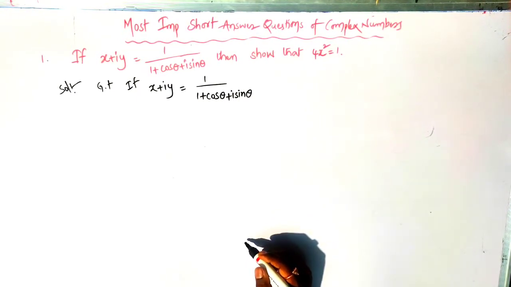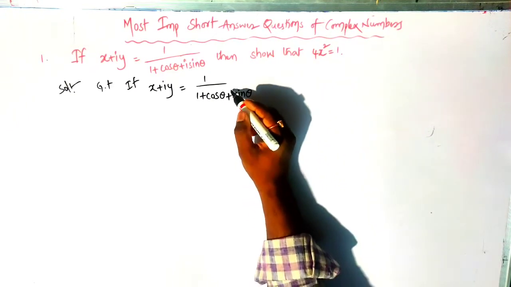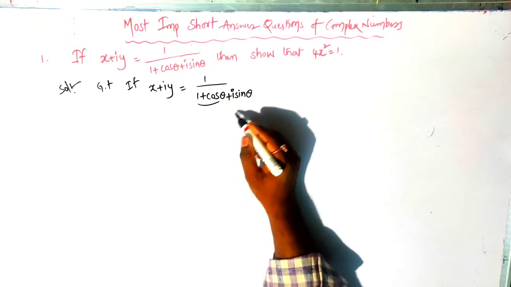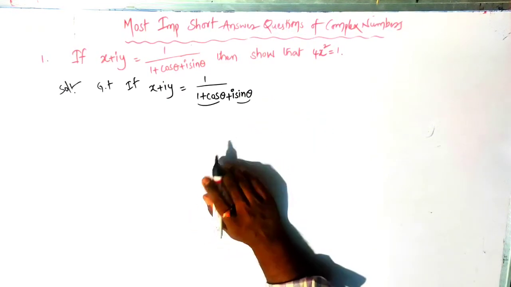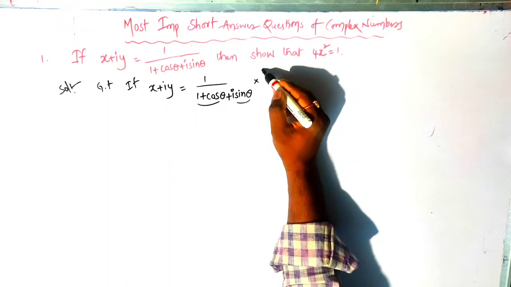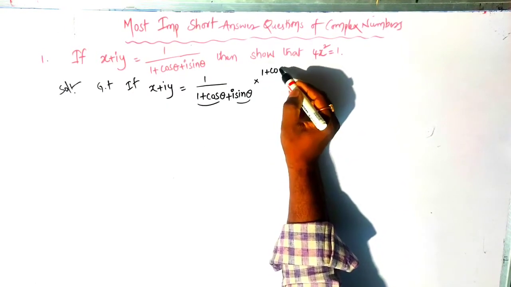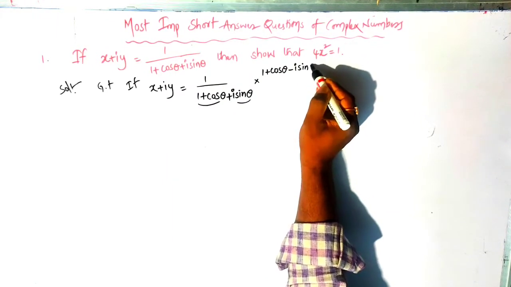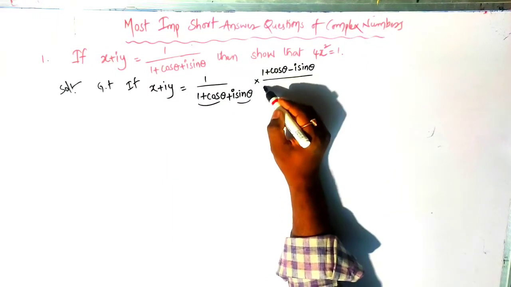See here, in the denominator a complex number is there, so this is the real part and this is the imaginary part. So we are multiplying and dividing, using rationalization, by 1 plus cos theta minus i sin theta, divided by 1 plus cos theta minus i sin theta.